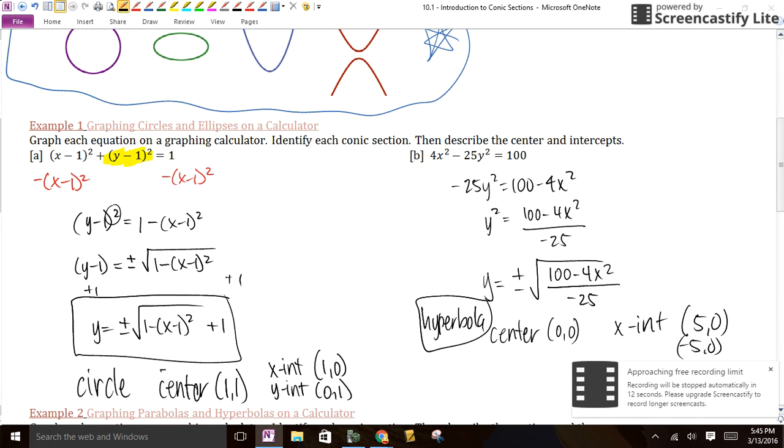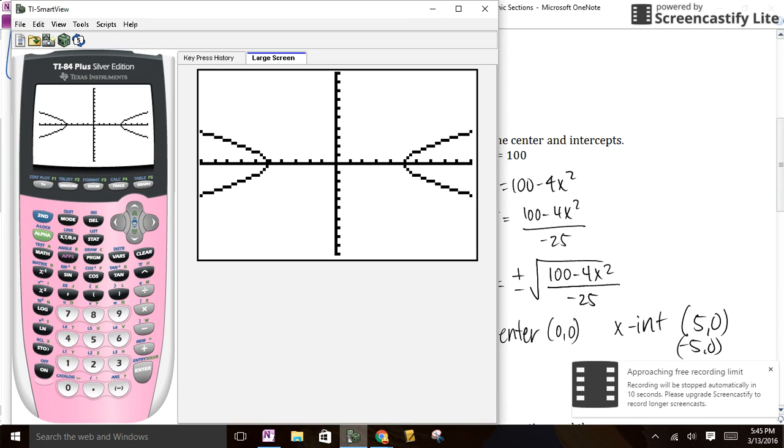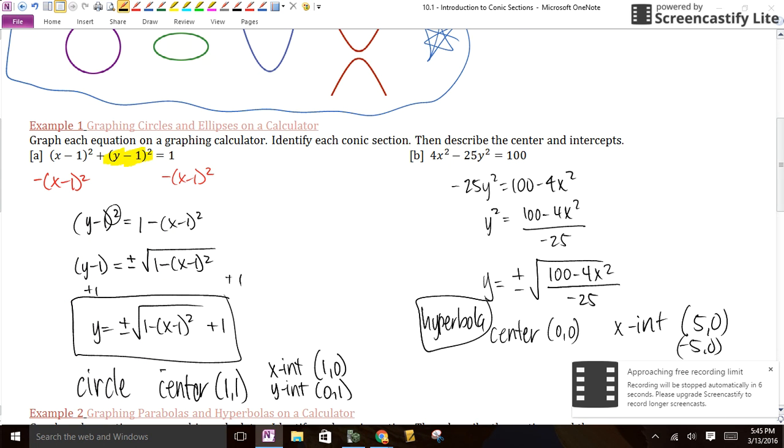And this thing's about to cut me out. I can't believe I went 10 minutes already. Yep, 5, 0 and negative 5, 0. Those are our x-intercepts. All right, let me ask you a question, and we'll be right back.